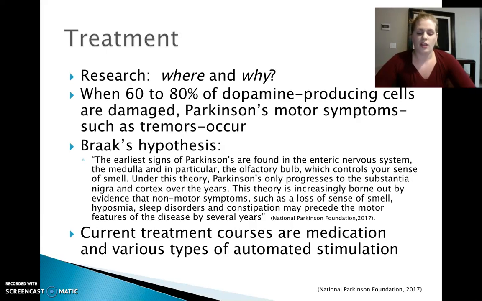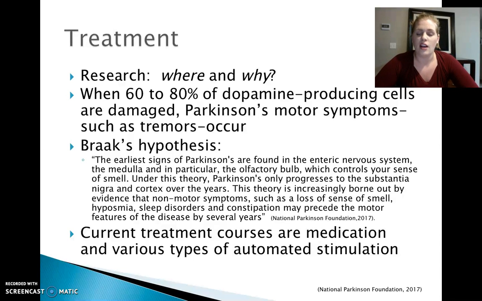So, treatment. Research is focusing on attempting to unlock the where and why of why the brain stops producing dopamine. And Parkinson's motor symptoms occur when approximately 60 to 80% of these dopamine-producing cells are damaged. This is where you see things such as tremors start occurring. So one of the current theories as to the where and why of Parkinson's is called Braak's hypothesis. In 2003, his research concluded that the earliest signs of Parkinson's are found in the enteric nervous system, the medulla in particular, the olfactory bulb, which controls your sense of smell.